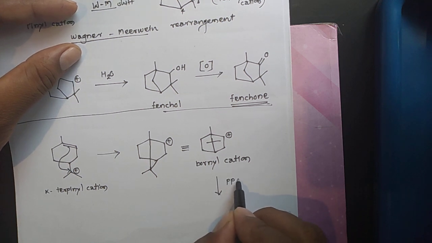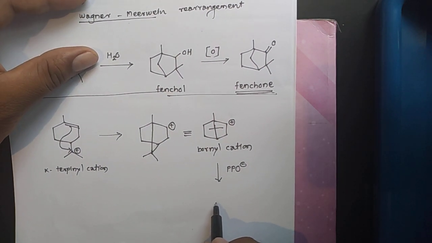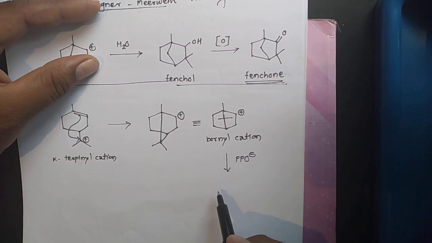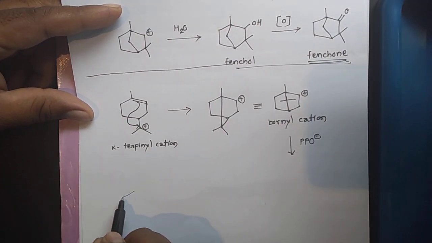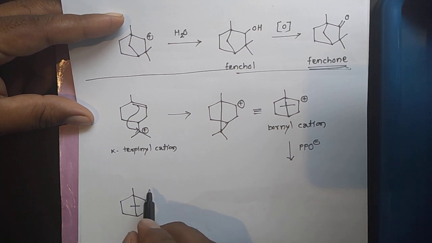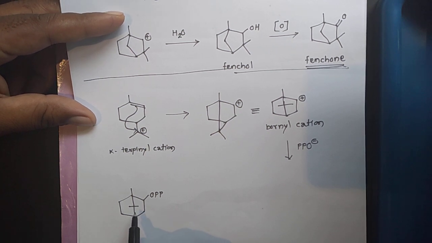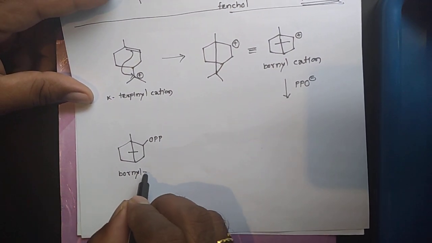Then there will be a phosphorylation. This is very easy. So in phosphorylation, I will write it on this side. So how do I have to write it? This is like this, and then there will be formation of OPP. This is Bornyl PP.